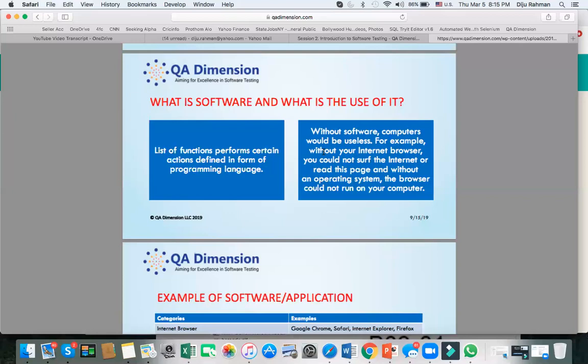Without the browser, you cannot surf the internet. You cannot go to my website, right? Without the browser. So you see that to do that, you need an application, right? So this is also called software.